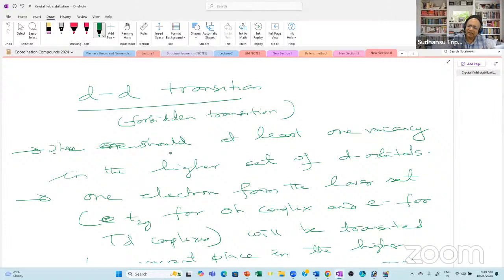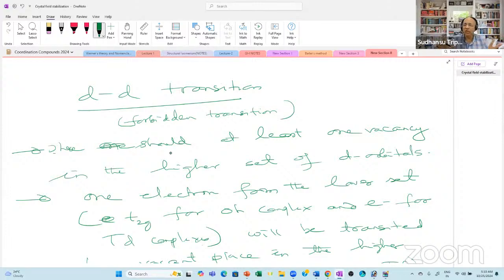But del L, change in L is 0, like d to d, p to p, that transition is Laporte forbidden. But this rule is applicable strictly when there is a gerade symmetry, point of symmetry or inversion center. Since tetrahedral geometry has no gerade symmetry, no inversion center, this rule is partially broken down.